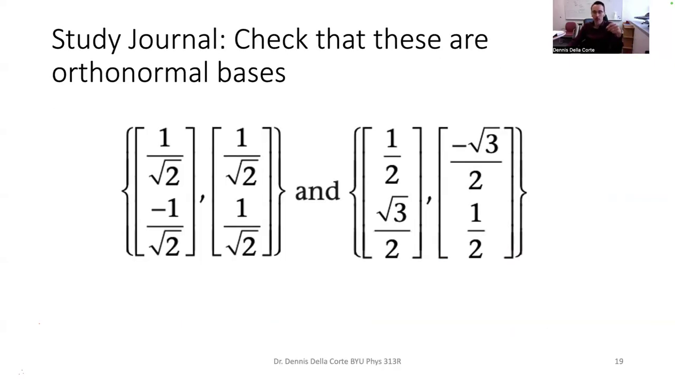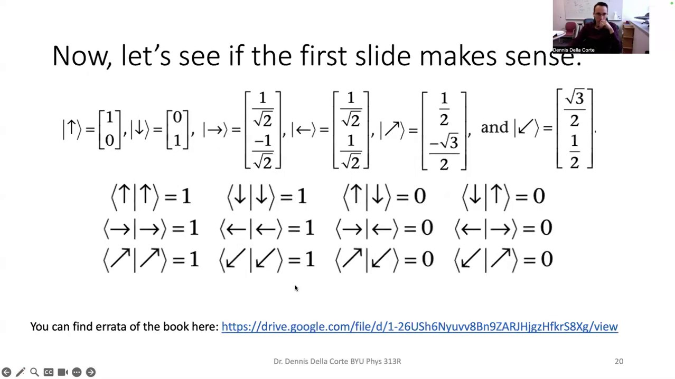So something that you can check in your study journal is that these 2 here, these curly brackets, they mean those are sets, that these sets make up orthonormal bases. So how would you check it? Well, you would have to check that this vector has a length of 1, that this vector has a length of 1, and that the product of both of these vectors is equal to 0. And the same here. All right. Maybe we are now at this point that things will start to make sense that we said at the beginning of this lecture.